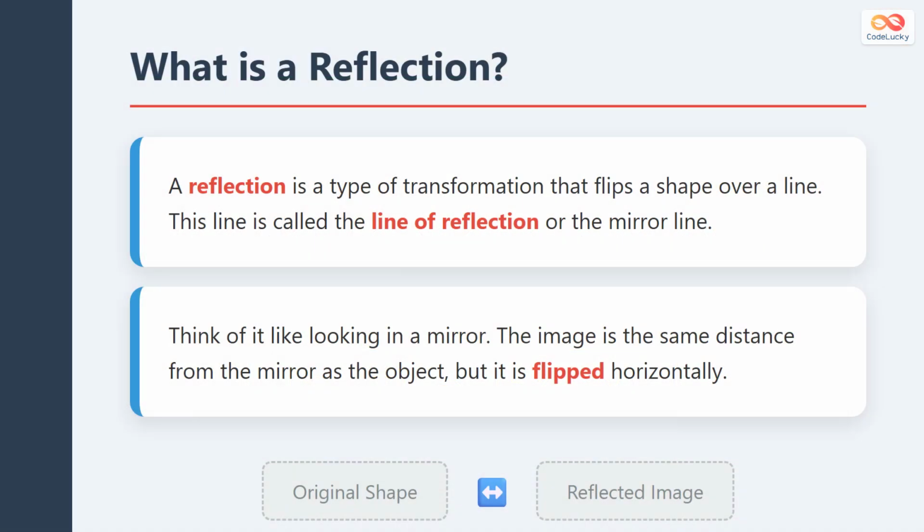First, let's define what a reflection is. A reflection is a transformation that acts like a mirror. It flips a shape over a specific line, creating a mirror image. The most important thing to remember is that the image is the exact same size and shape as the original, just facing the opposite way.